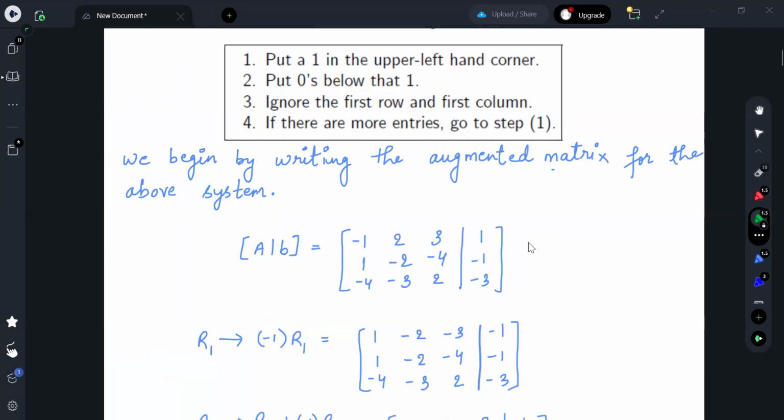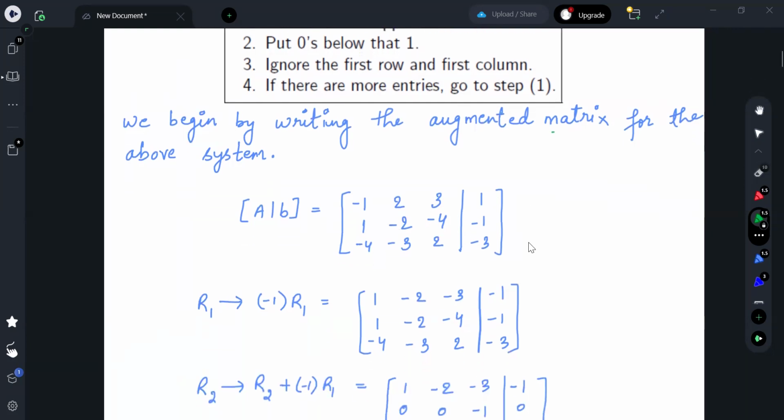And now I begin with the top left entry and I want to make this entry a 1. So think of the easiest way that you can do this. I can multiply the whole row by a scalar. I can multiply row 1 by -1, and that would give me the desired outcome. And I get this entry. Only row 1 is changed because we are only operating on row 1.